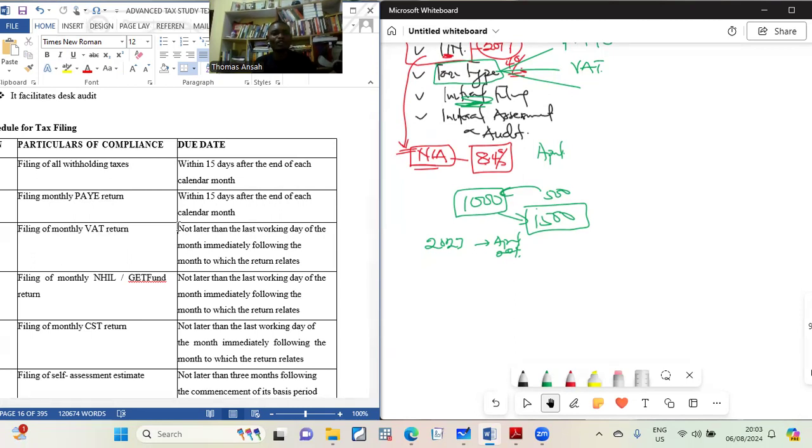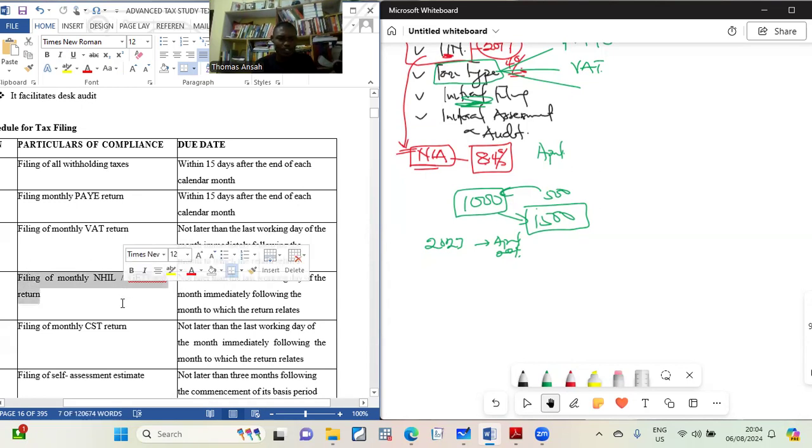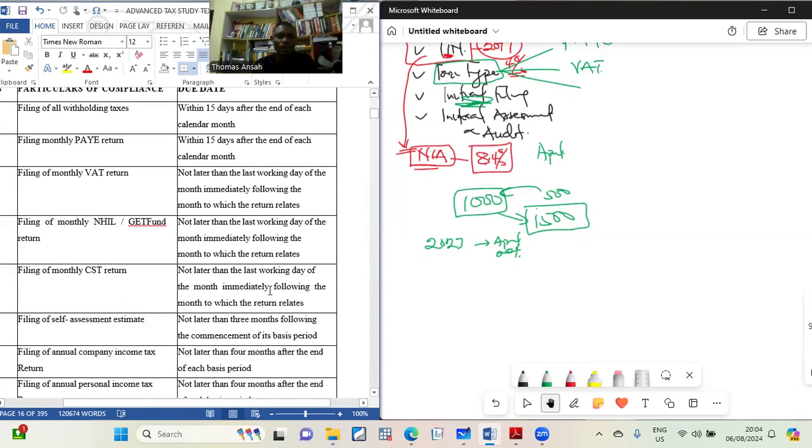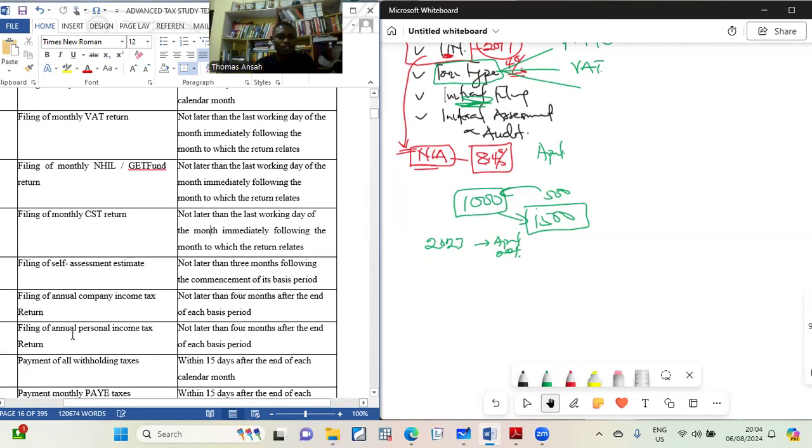But now we are using technology. Whether you go to the office or not, you can actually file it on the last day, right? Not necessarily the last working day. I can file my taxes on Sunday, and that is when I normally do it. The same thing for NHIL, GETFund, COVID levy. CST is 21 days. This one is the communication service tax. The last timing for the return goes with the VAT.